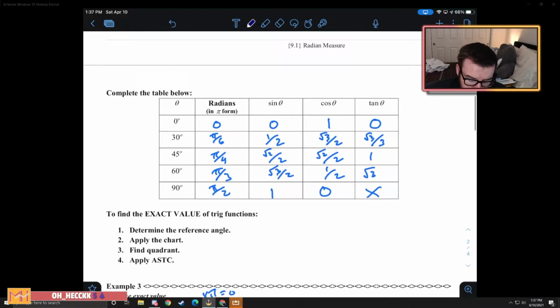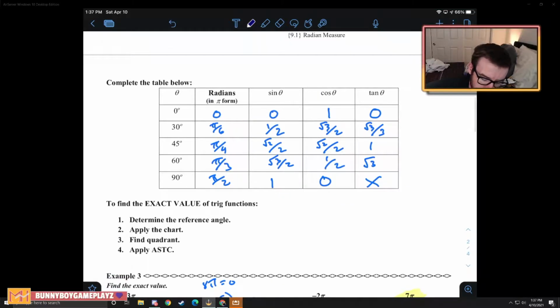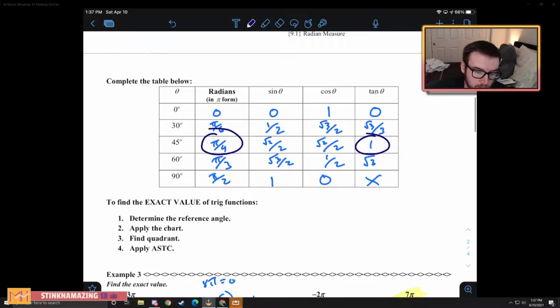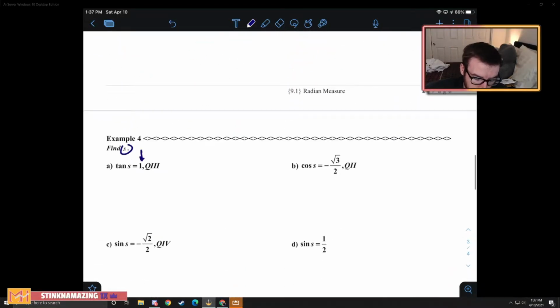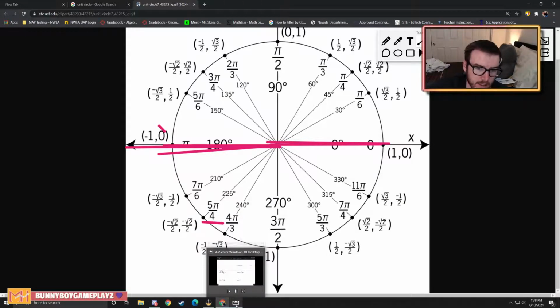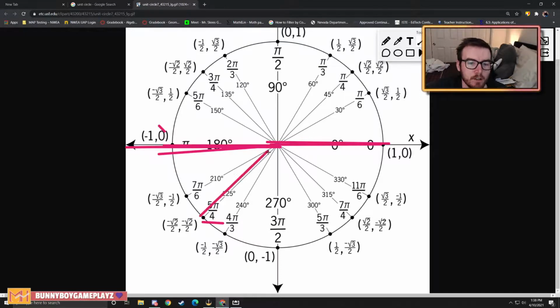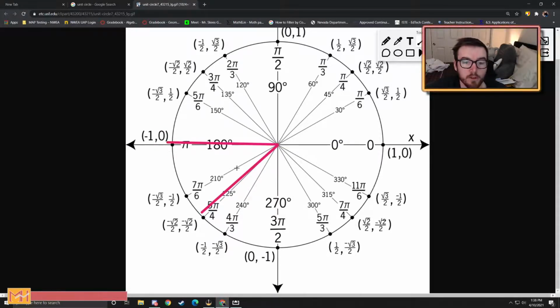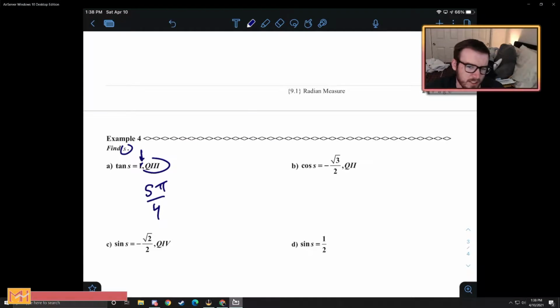It all comes down to reference angles. So when is tangent equal to 1? Tangent is equal to 1 for 45 degrees, aka pi over 4. And we're in quadrant 3, so what angle is that? In quadrant 3, that is angle 5 pi over 4, because that's our reference angle. We need a reference angle of 45 degrees because 45 degrees gives us an answer of 1. But we're in quadrant 3. So boom, 5 pi over 4. Okay? Let's do another one.